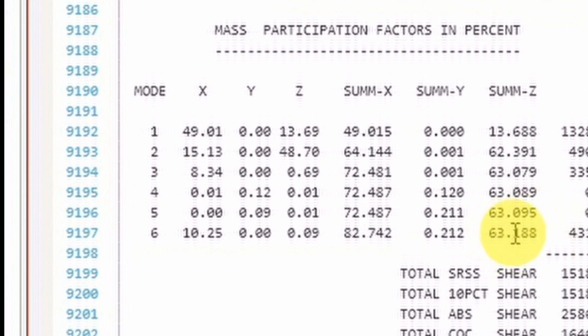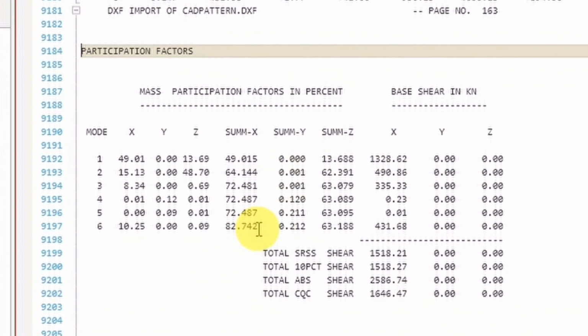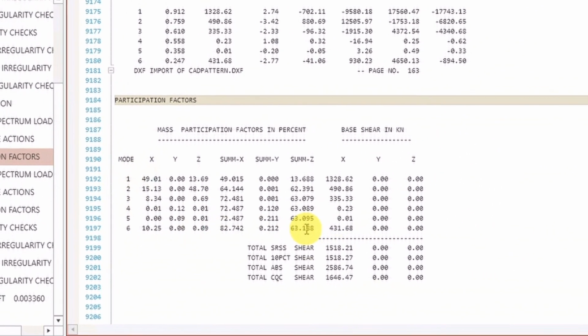So ang requirement dyan is kailangan at least 90%. Kailangan both: 90% dito, tapos 90% din dito sa Z. Meaning to say, enough na itong 6 modes para mag-start mag-analyze. Ang ginagawa sa mga modes na hindi sinasama ay ginagamitan na lang ng missing mass para medyo accurate pa rin ang result. Kaso hindi siya umabot ng 90%. Dahil hindi tayo umabot, kailangan magdagdag tayo.